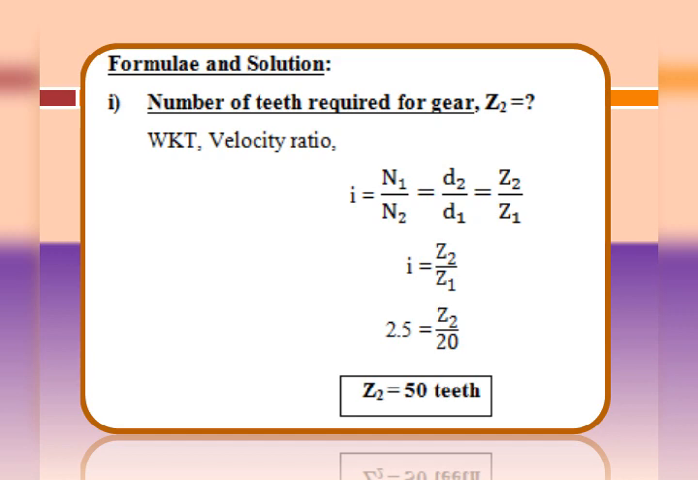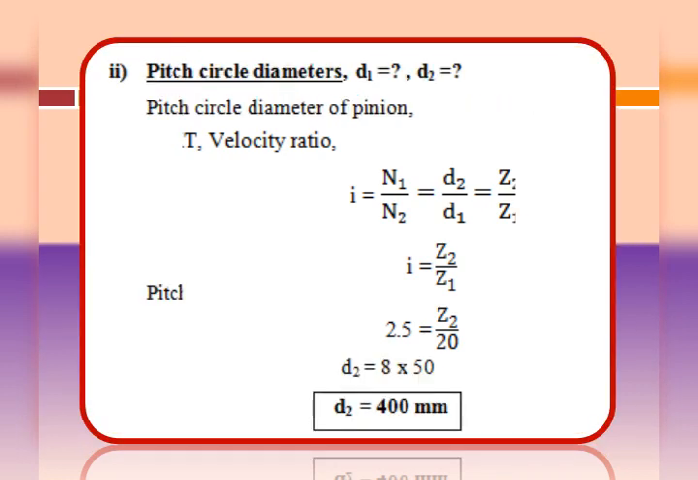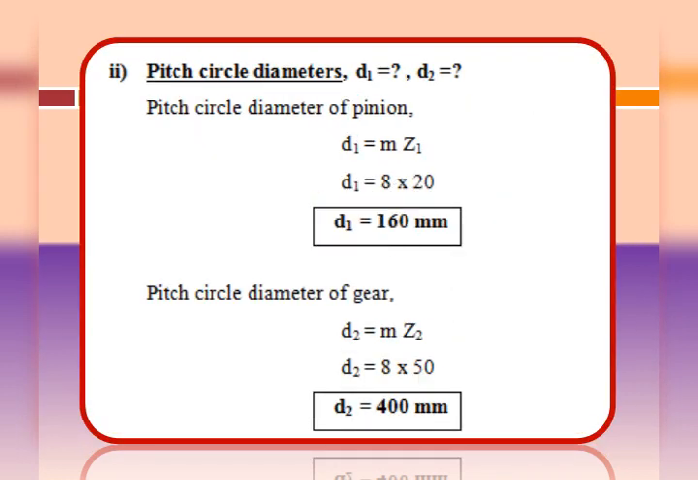Z1, that is number of teeth on pinion he has given, that is 20. Velocity ratio i is equal to 2.5. By simplifying this, we are getting number of teeth on gear Z2 is equal to 50 teeth. Soon after getting the value, number of teeth on gear, that is 50, now we'll find out the second unknown he asked, that is pitch circle diameters.